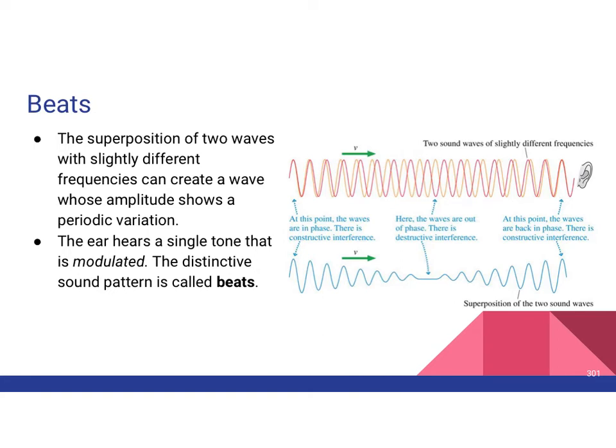So what beats are: if I have two waves that are slightly different frequencies, they're going to create not perfectly constructive or destructive interference. Right at the beginning here, I have wave one, the magenta wave, and wave two, which is gold. They start at the exact same time. Wave one has its own frequency and its own wavelength. Wave two, the gold wave, has a slightly smaller wavelength.